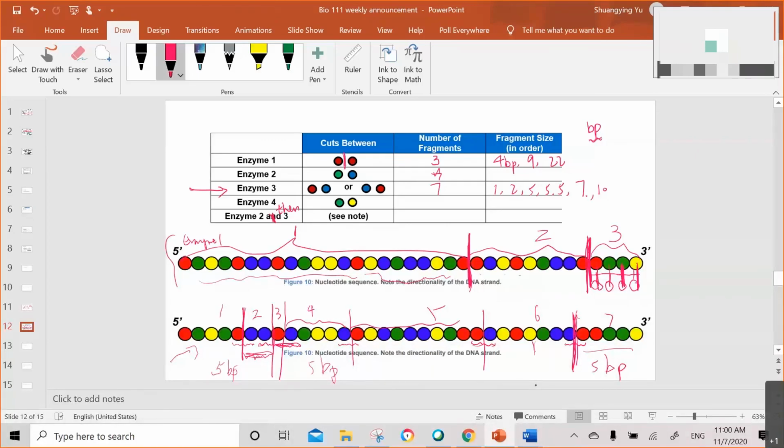That's it for experiment 2. And then next experiment, gel electrophoresis, like I said, all the answers can be found in the video.